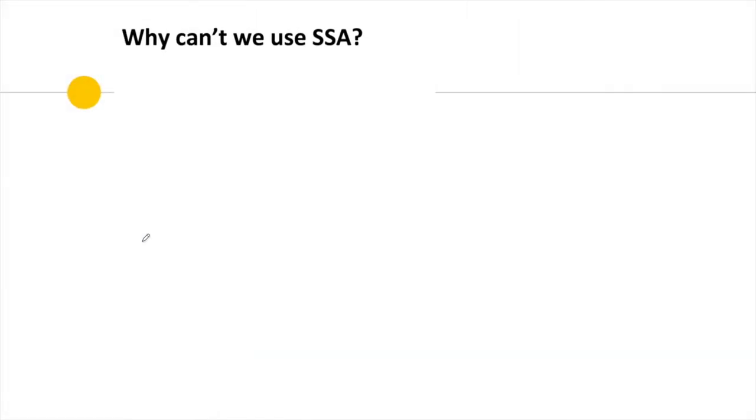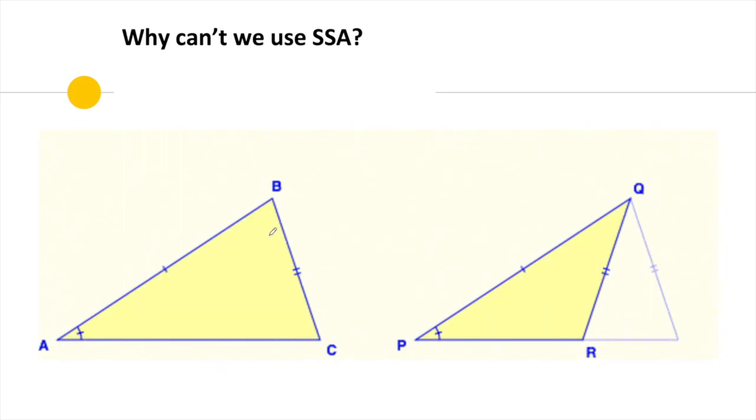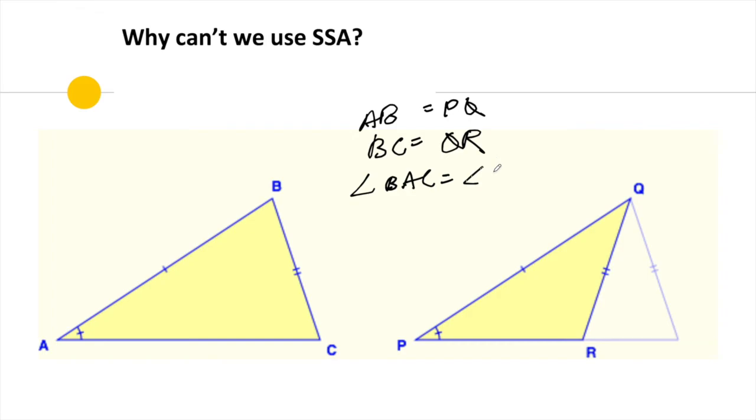So the last part is, why can't we use SSA or ASS? So I'm going to show you this example here. I have AB is equal to PQ. I have BC is equal to QR. And then I have one angle the same, angle BAC is equal to angle QPR. Now if you look at this, side, side, angle. Even though all these are the same, you can tell immediately that they are not congruent triangles.